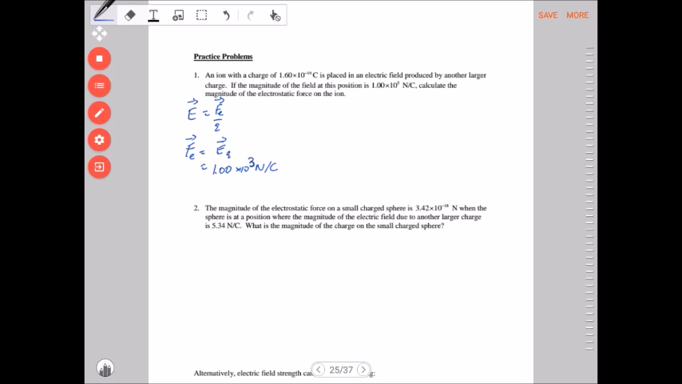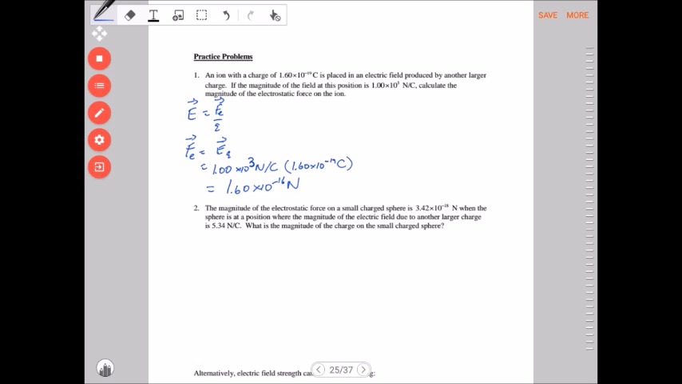Sorry, 10 to the positive 3. I think I said negative. Anyways, doesn't matter. So positive 3 newtons per coulomb times the charge, 1.60 times 10 to the negative 19 coulombs. Okay, and when we type that in, oh look, we get 1.60 times 10 to the negative 16 newtons.